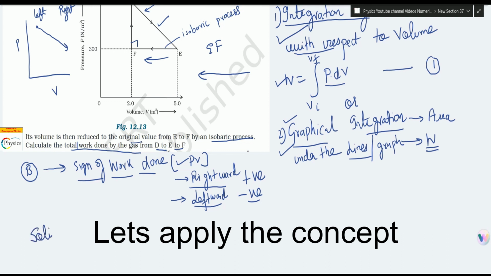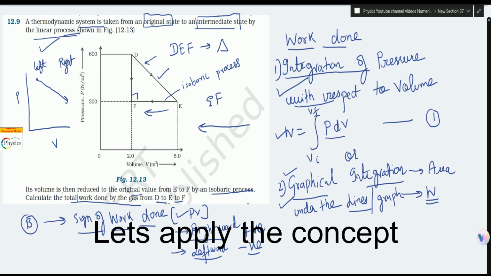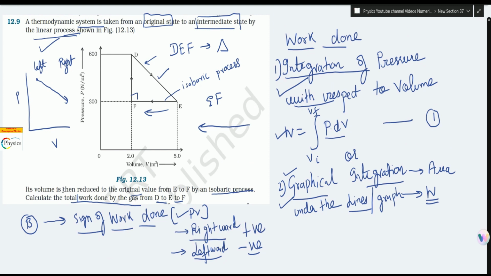The first part was nothing but the solution. So let's first calculate the work done from D to E. If we look at D to E, what is the area under D to E? I'm talking about graphical integration, or the area under the line, or the graph. This is the graph, so the area under D to E is completely this. This is the complete area under D to E.